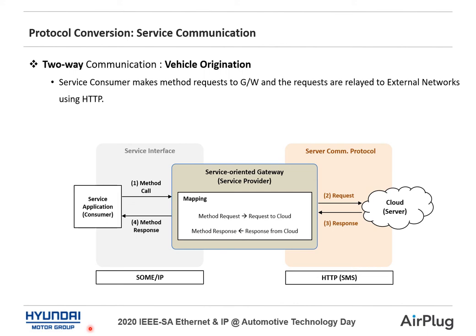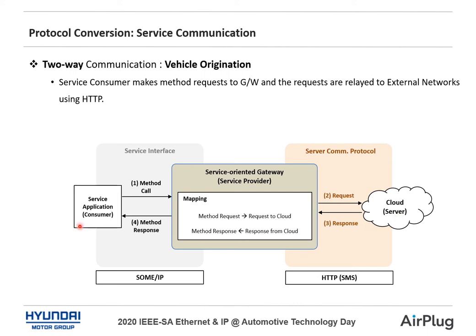Basic workflow of the protocol conversion is quite straightforward. Let me briefly explain this for four different cases. The first case is two-way communication, where cloud functionality is provided as a service to in-vehicle ECUs. In this case, service application on a certain ECU consumes a service from service-oriented gateway, which is originally from cloud functionality.